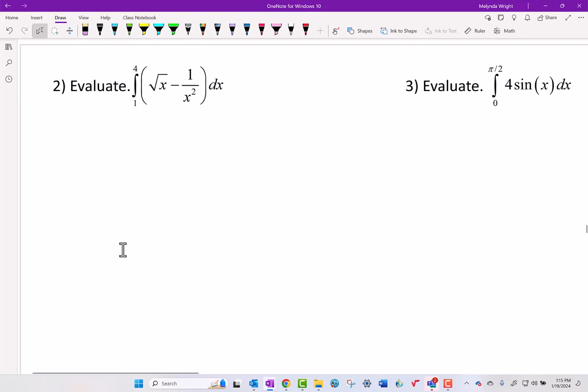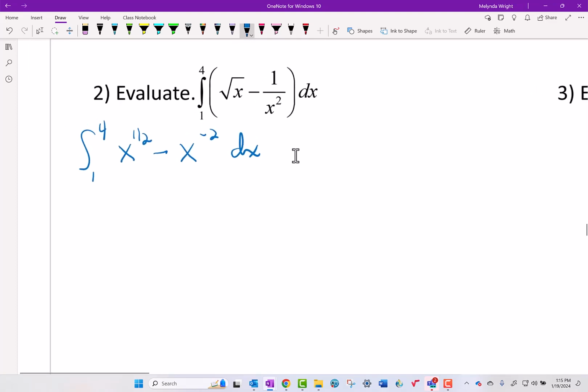So what I would do first, even before I started to do antiderivatives, is I would rewrite this so that it's easier for me to do an antiderivative. So I'm not doing an antiderivative yet. I'm just going to rewrite. So square root of x would be easier to work with if I wrote x to the 1/2. And 1 over x squared would be easier for me to work with if I wrote x to the -2. So that's what I'm going to do to make my life easier.